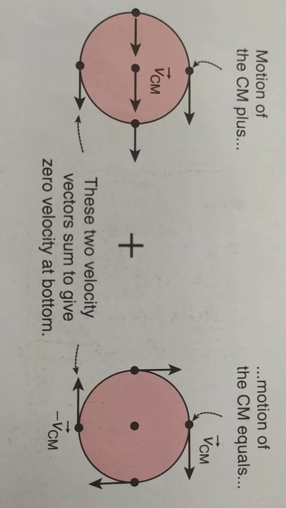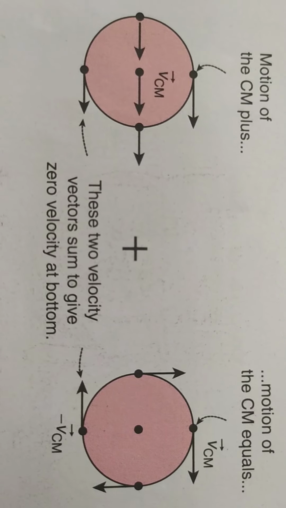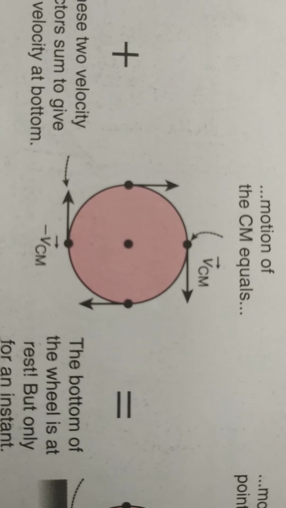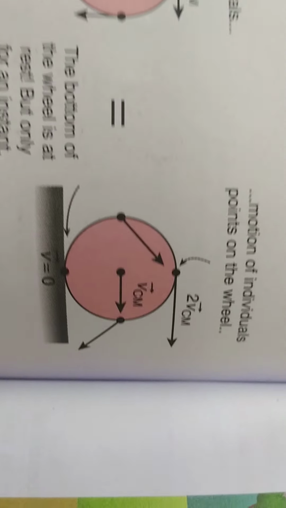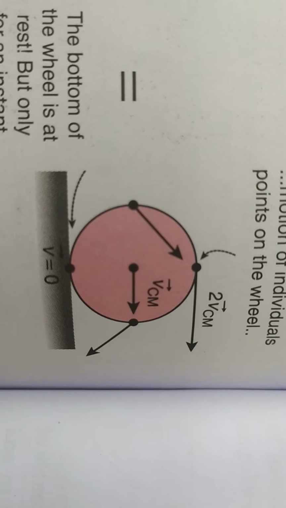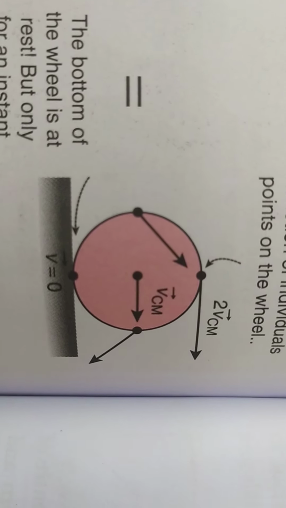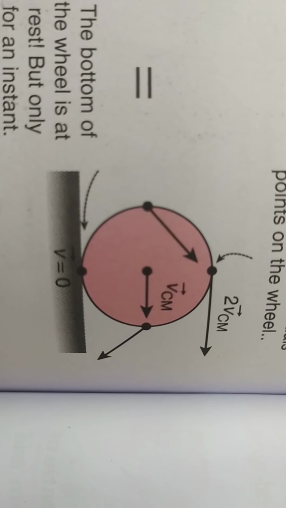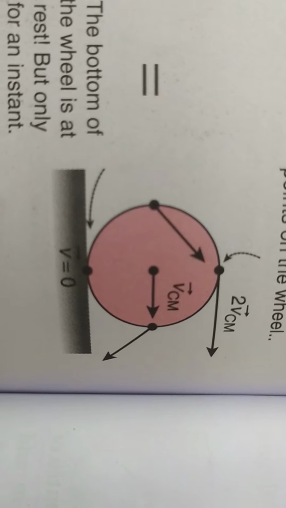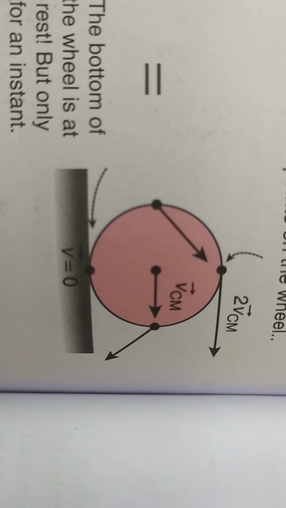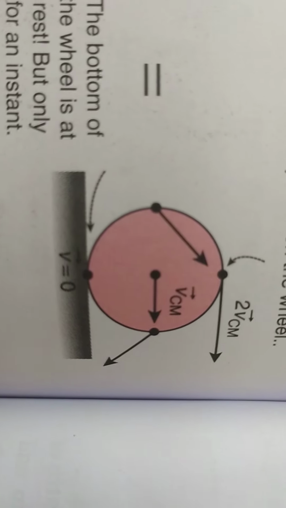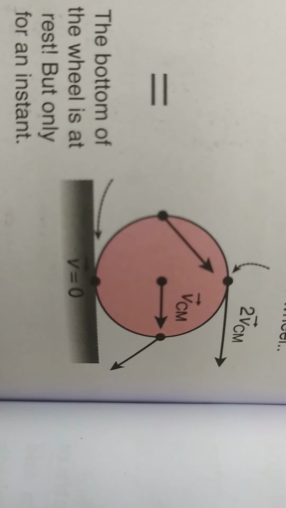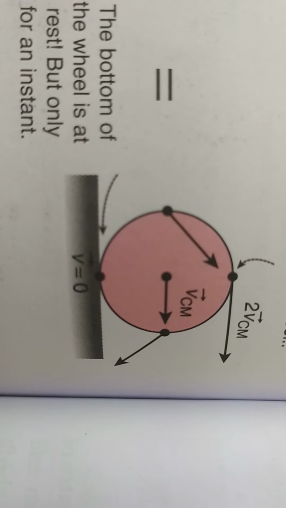So when you see this diagram, the first diagram is pure translational motion and the second diagram is pure rotational motion, and combined they will give the velocity like this. So at the topmost point, the two velocities are added up, and at the bottommost point they will cancel, whereas at the sides, that is the left side and right side, they have the resultant velocity, and vcm is always from left to right.